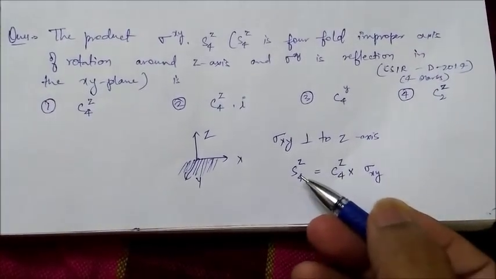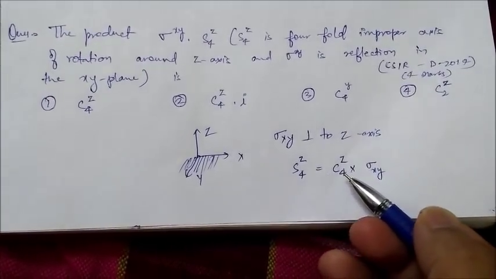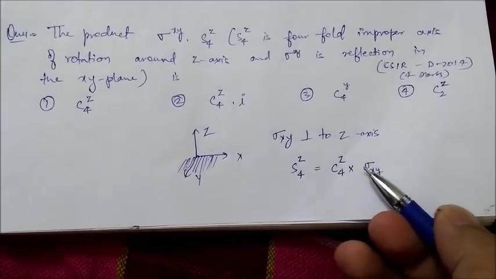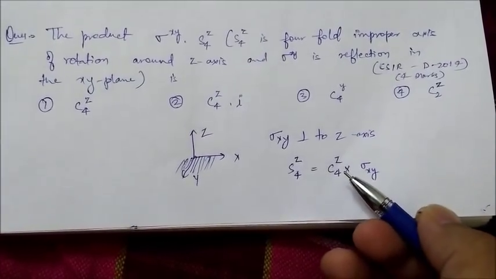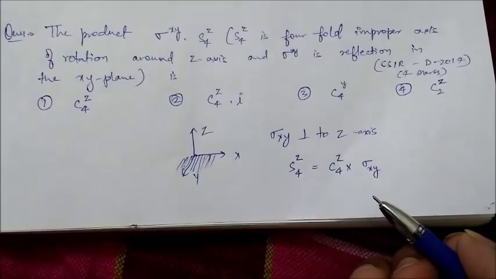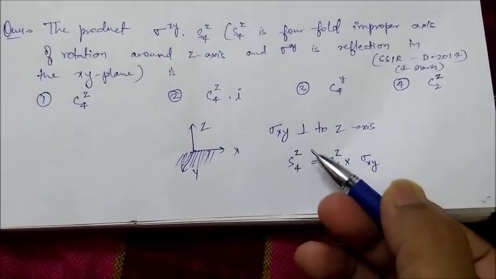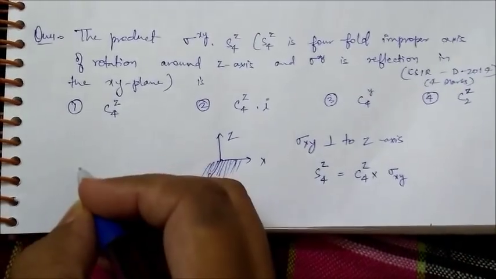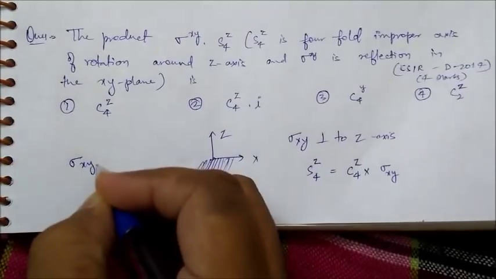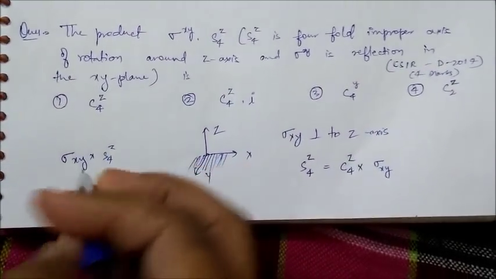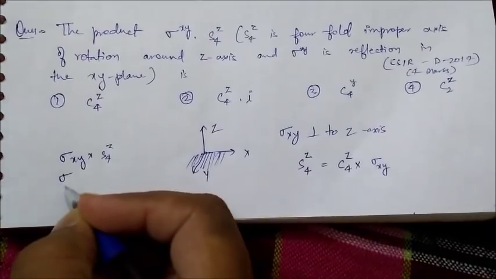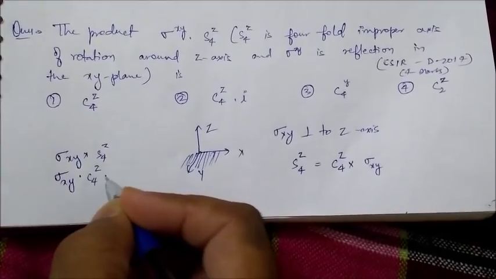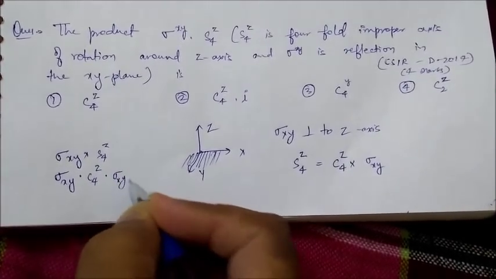Why? Because any improper axis of rotation is the product of the proper axis of rotation along the same axis into a plane which is perpendicular to that axis. So C4Z into sigma xy. So you can write S4Z in the form of this. Here in this question we are given sigma xy into S4Z. So if I write all these things, it will become sigma xy into C4Z into sigma xy.